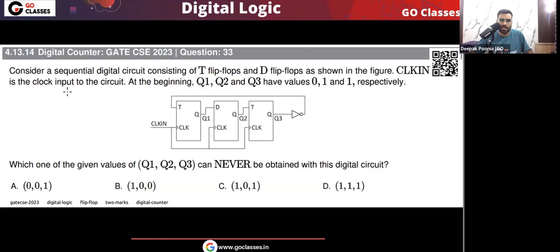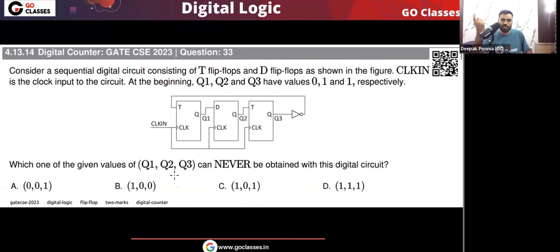Clock in, CLK-IN. This is the clock input to the circuit. At the beginning, Q1, Q2, Q3 have values 0, 1, 1 respectively. Which one of the following values of Q1, Q2, Q3 can never be obtained with the given digital circuit? Initially the state is Q1, Q2, Q3 equal to 0, 1, 1. So this is the present state, the initial state.